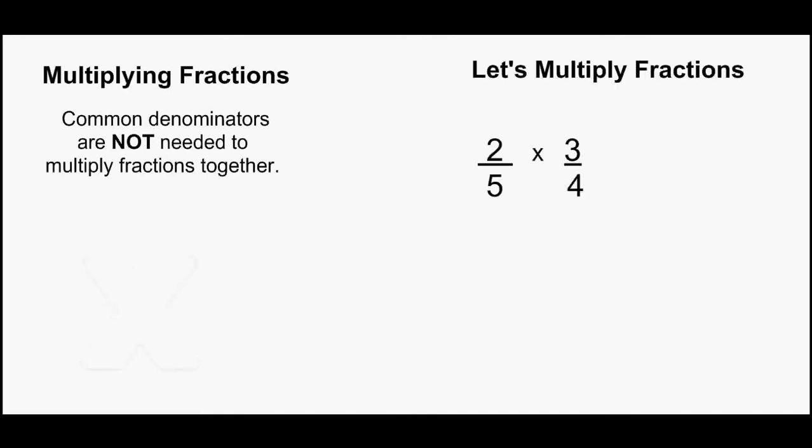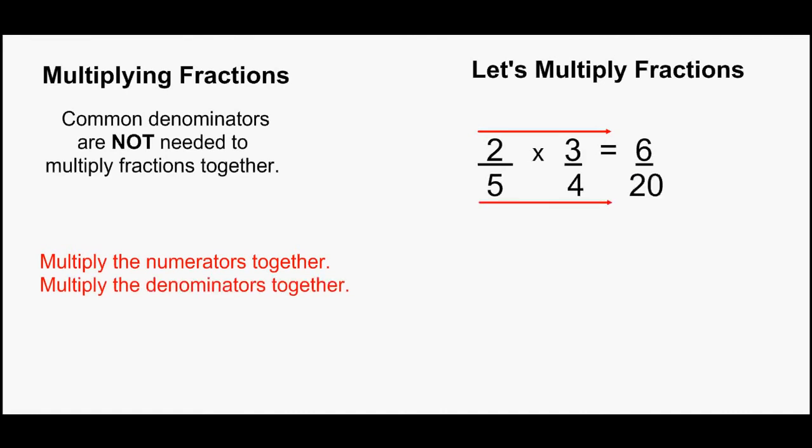In our next lesson, we'll be multiplying fractions. Common denominators are not needed to multiply fractions together. For example, let's multiply 2/5 times 3/4. Let's multiply the numerators together. 2 times 3 equals 6.